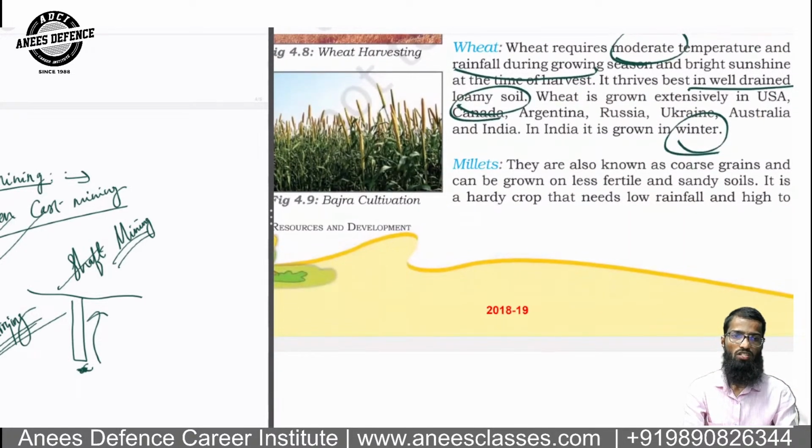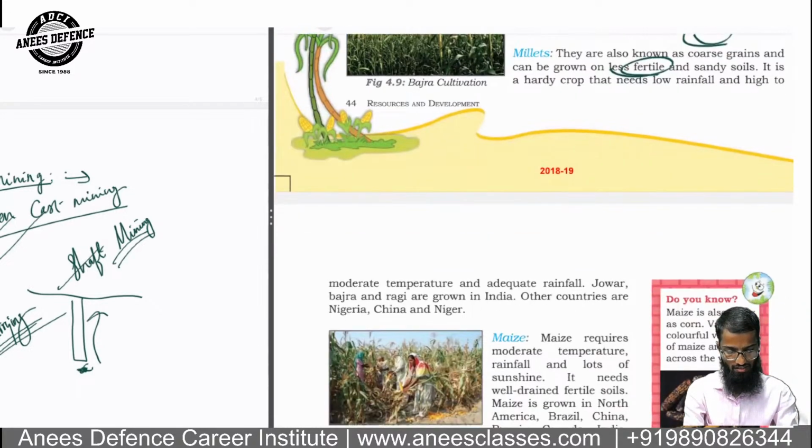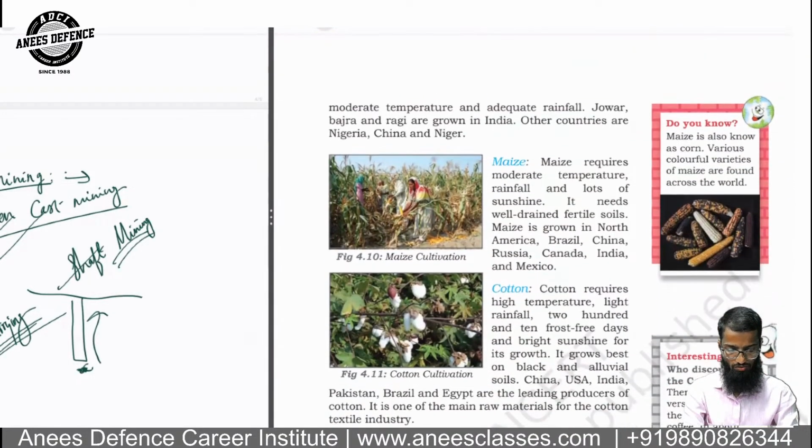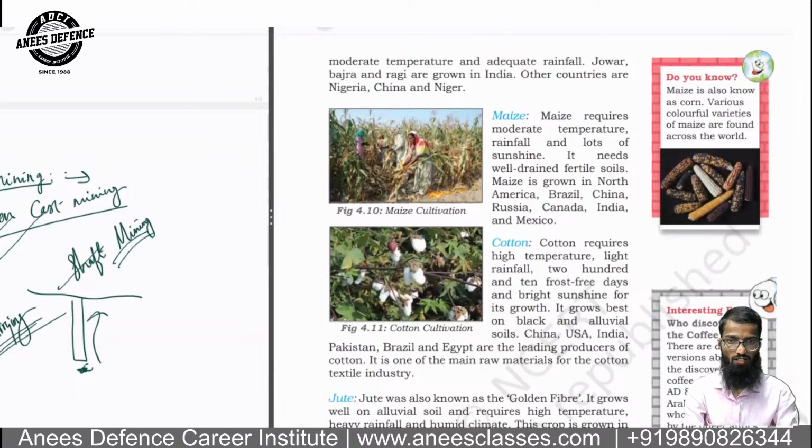Millets. So millets are actually coarse grains and can be grown in the less fertile regions. It's a hard crop that needs low rainfall and high to moderate temperature. So you have jowar and bajra as the examples in India.